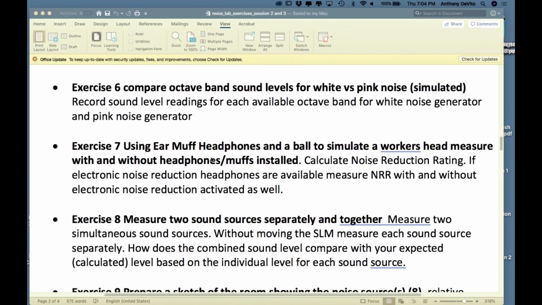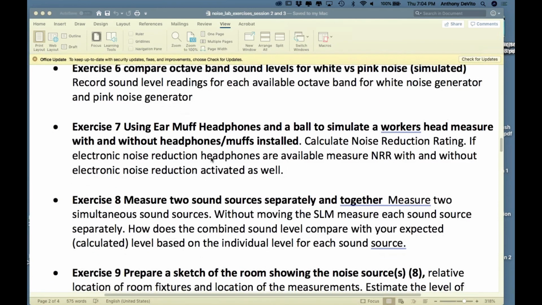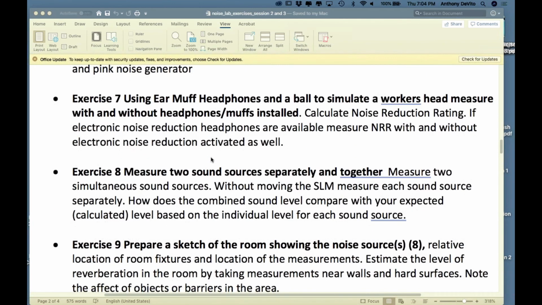Now, number 6, we're just going to simulate. That's Octave-Band. I'm going to talk about that now. Number 7 is earmuffs. Remember we talked about noise reduction rating on here, right? So in other words, one of the things I can do is generate some noise here. I was going to bring in a soccer ball to simulate a human head, but I forgot to do it. But we can use our own heads. We don't have to simulate them.